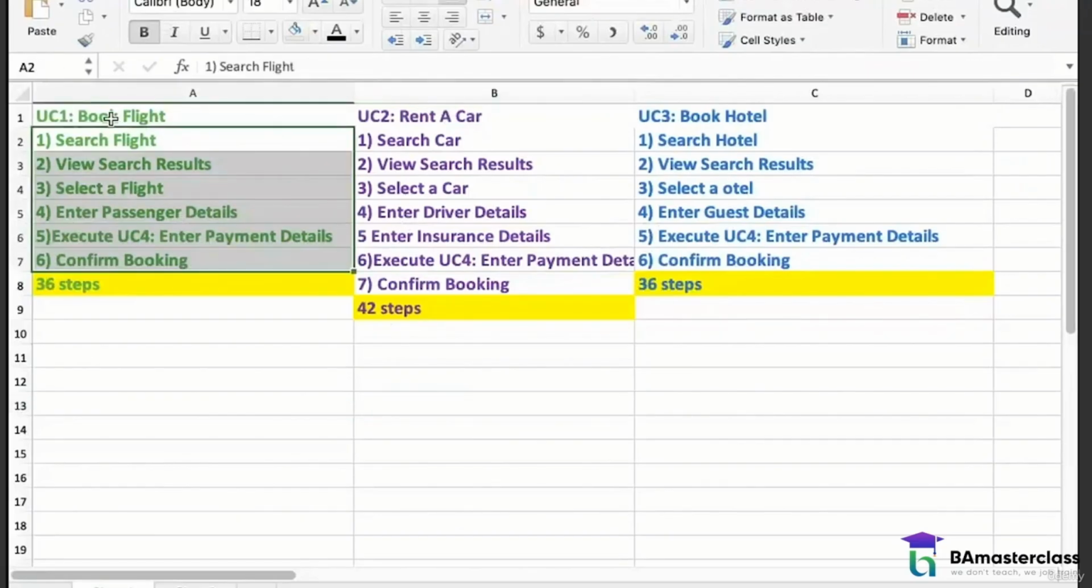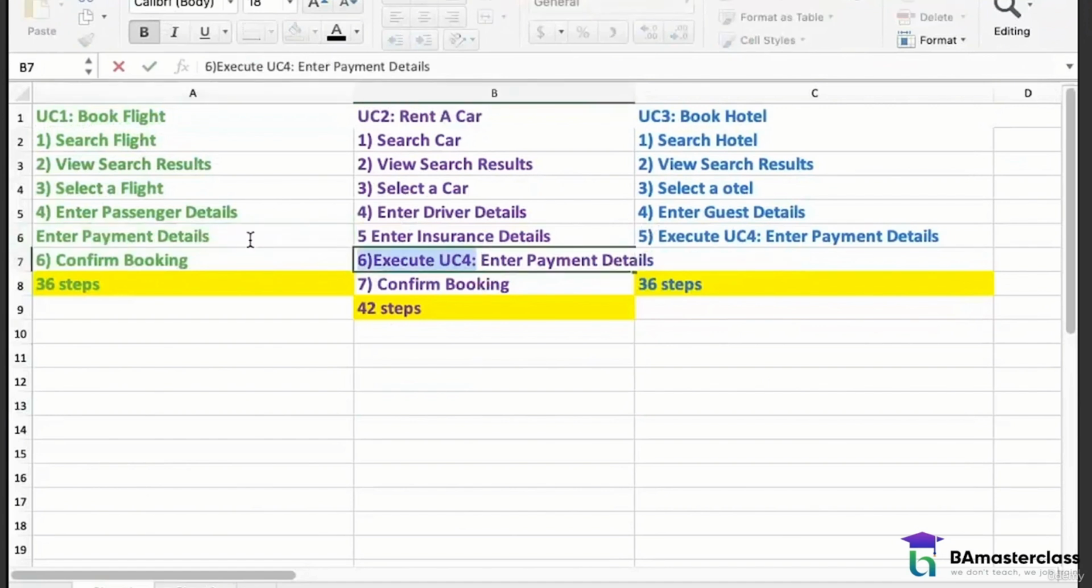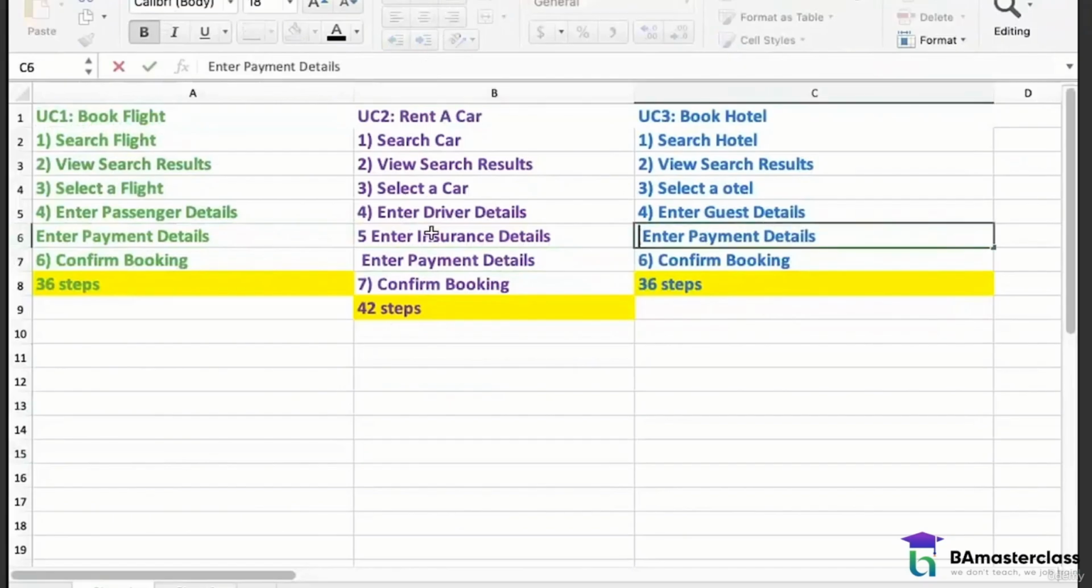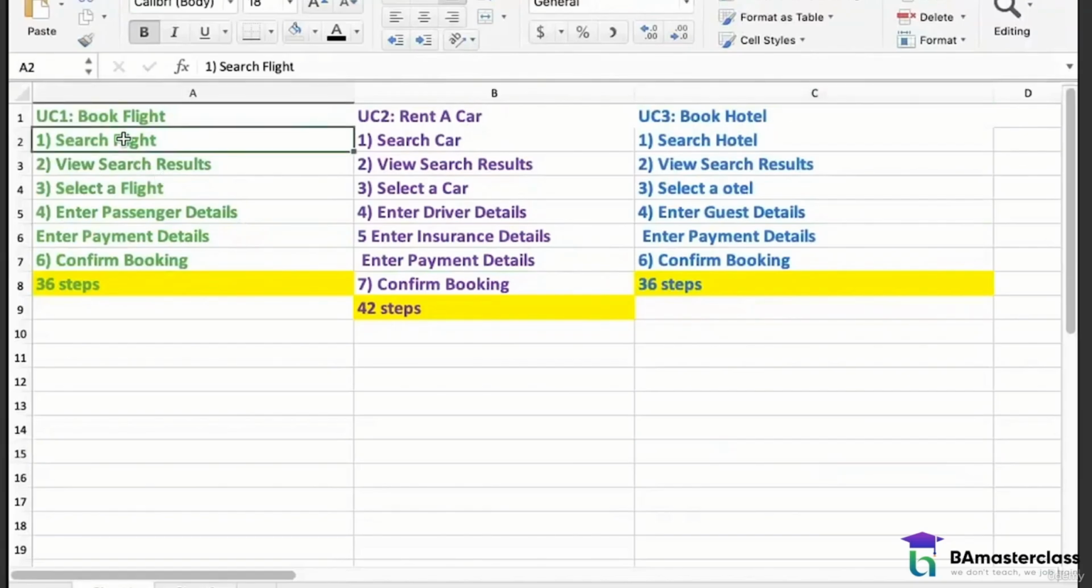In order to book a flight, you search a flight, you view results, you select a flight, you enter passenger details, you enter payment details, and you confirm the booking. But what I want you to understand and imagine is that I'm not writing a detailed narrative here. I'm not writing a detailed use case. I'm only writing high level points. So imagine that every point that I write here, I can break it down into 5 detailed steps if I'm writing my real use case.